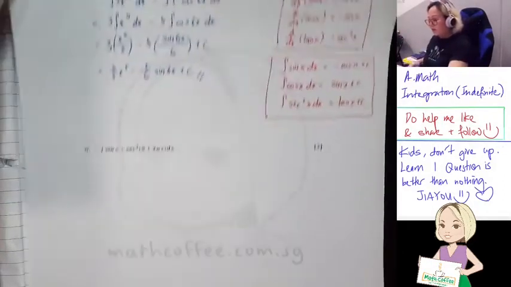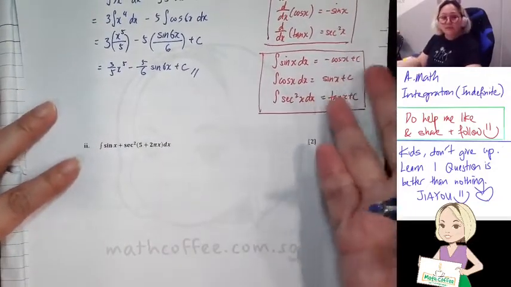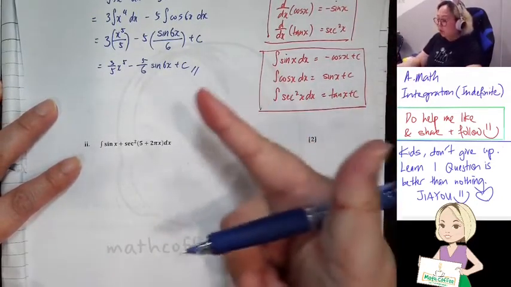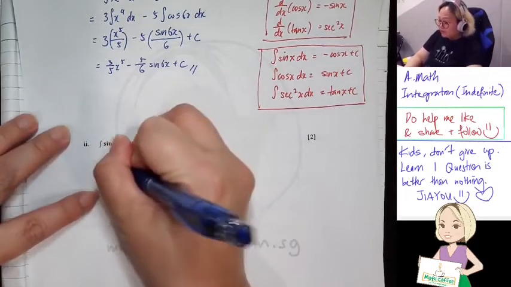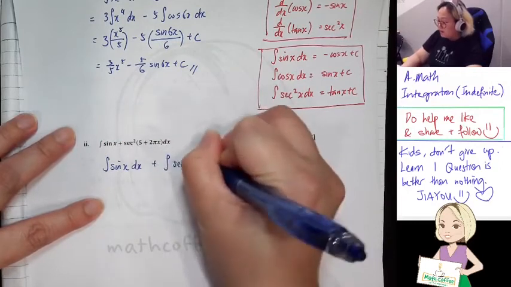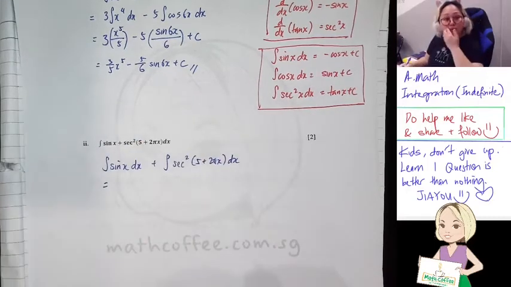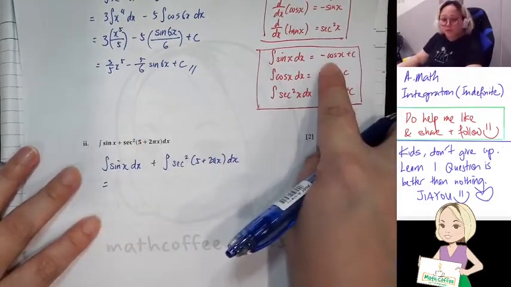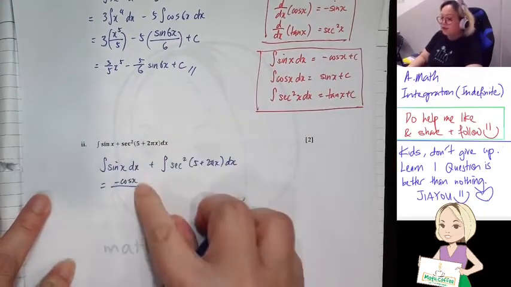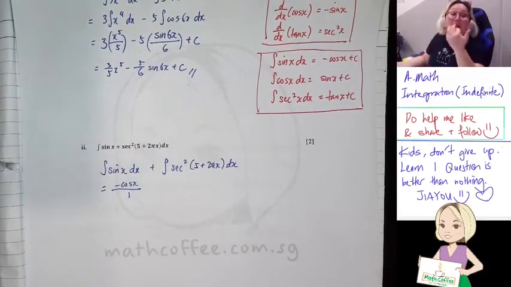Okay, let's move on to the last one. It's still the same. Basically, integration of trigo. You just need to remember to differentiate the theta and put it at the denominator. So I'm going to integrate sine x dx plus integrate secant squared (5 plus 2 pi x) dx. So integrate sine x, it will be minus cosine x. So I will have minus cosine x over, you need to differentiate the theta, which is 1. So just put over 1. Make it a habit, understand?